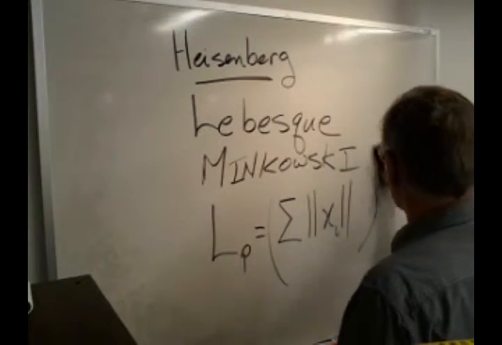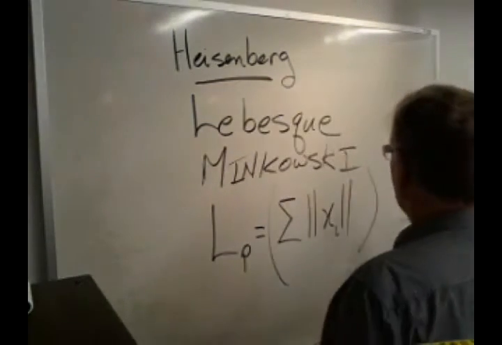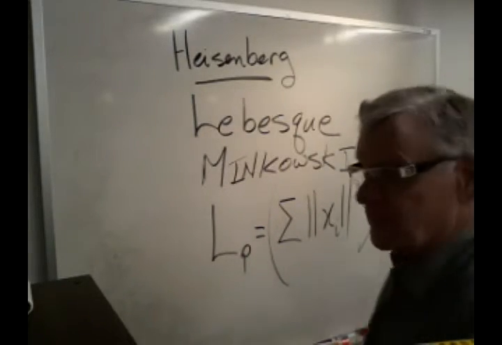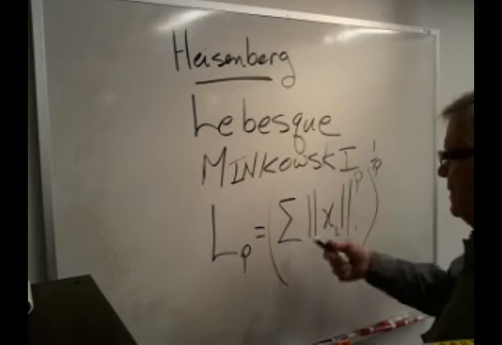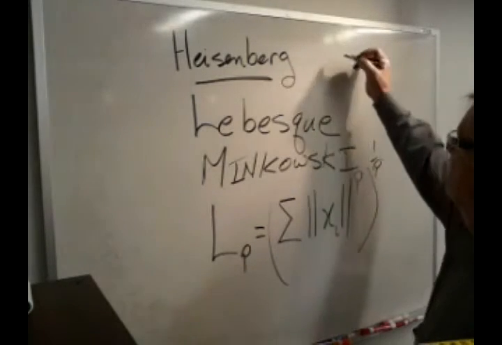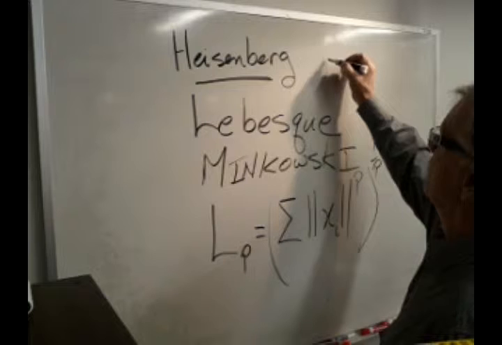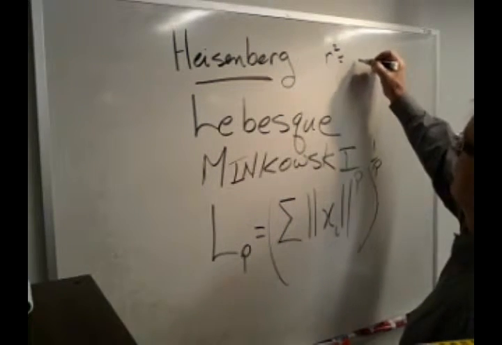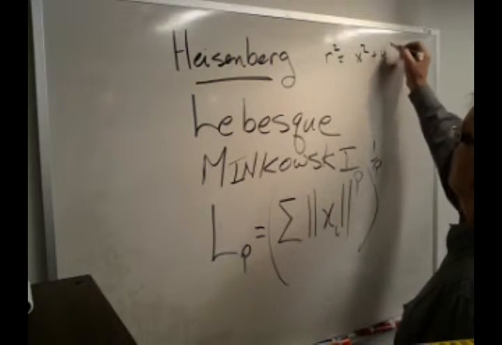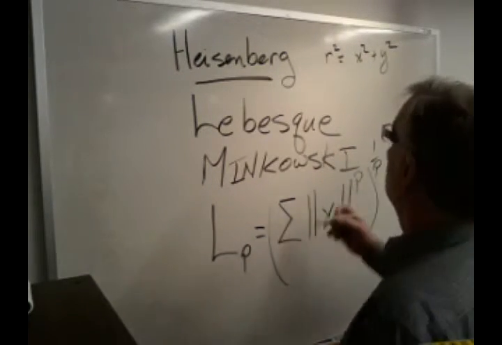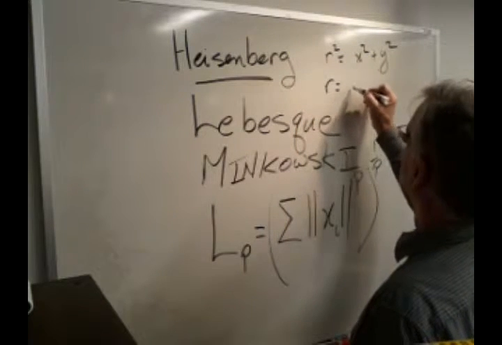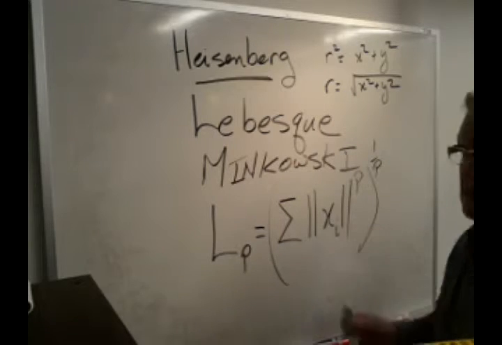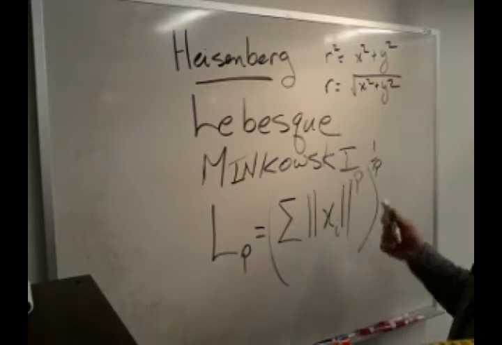You take that to the pth power, and then take the 1 over p. So you take the whole thing and find it. If p is 2, that would be the square root of the sum of the squares. So basically, we would have a measure where r squared equals x squared plus y squared, giving us Pythagoras' theorem, or if you like, r equals the square root of x squared plus y squared. You square each of the measures and so forth, and then take the square root of it.